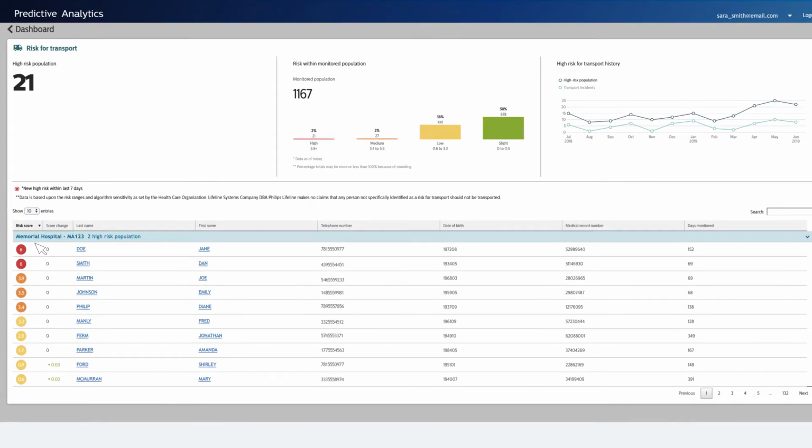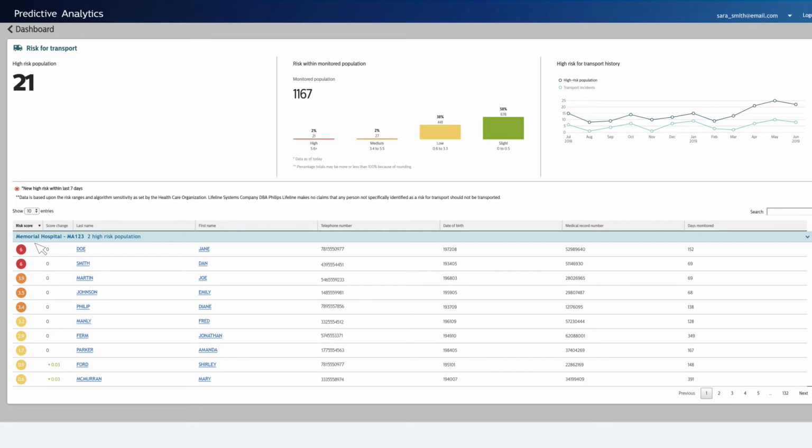The Risk for Transport score is intended to help you identify opportunities for early intervention and help you reduce emergency transport. Once signaled as high risk, it may take a few weeks to a couple of months for a score to return to a lower risk category.